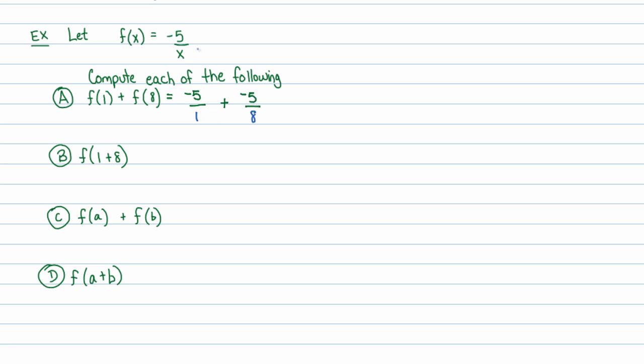We'll have to find a common denominator here, which is going to be 8 itself, so I'll multiply top and bottom of this first fraction by 8. That's a negative 40 over 8, plus another negative 5 over 8, so our final answer will be a negative 45 over 8. Always reduce fractions in the end, but this one does not reduce at all.